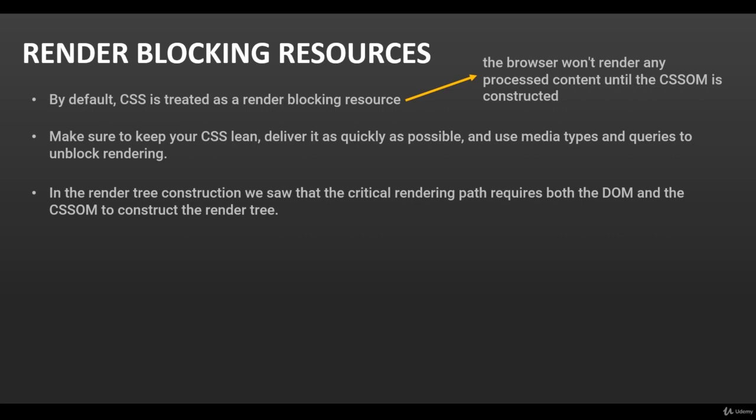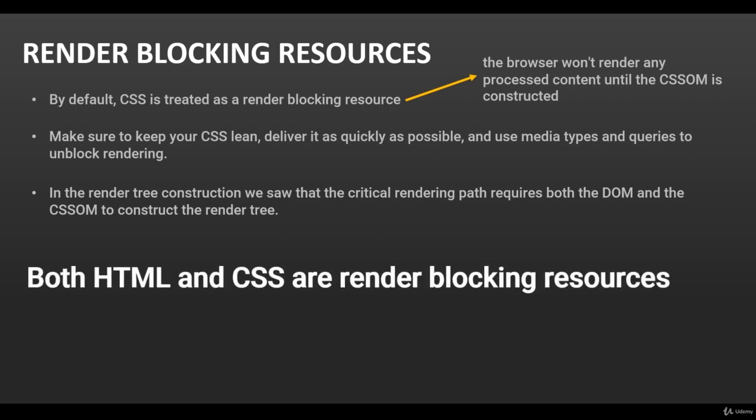In the previous sections, we saw that in the construction of the render tree, the critical rendering path requires both the DOM and the CSSOM to construct the render tree. Remember, it requires these two things. And this has one very important implication, and that is, drumroll, both HTML and CSS are render blocking resources.